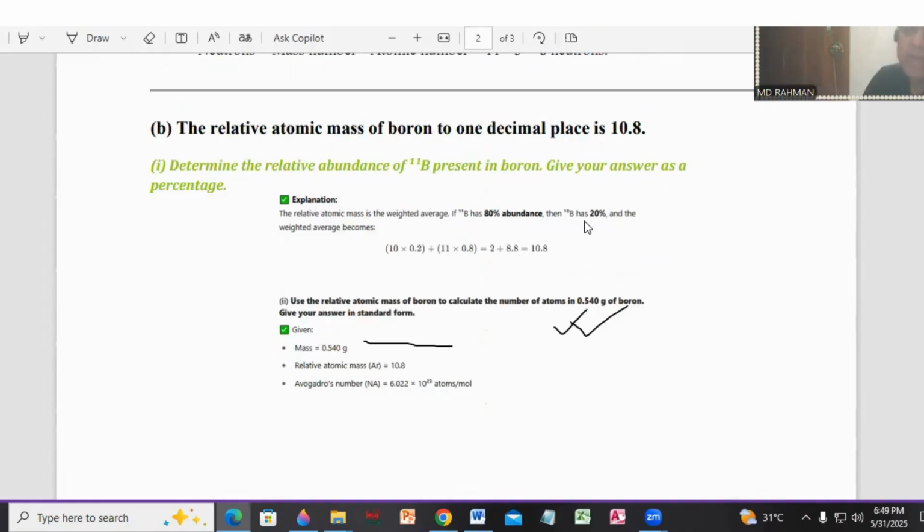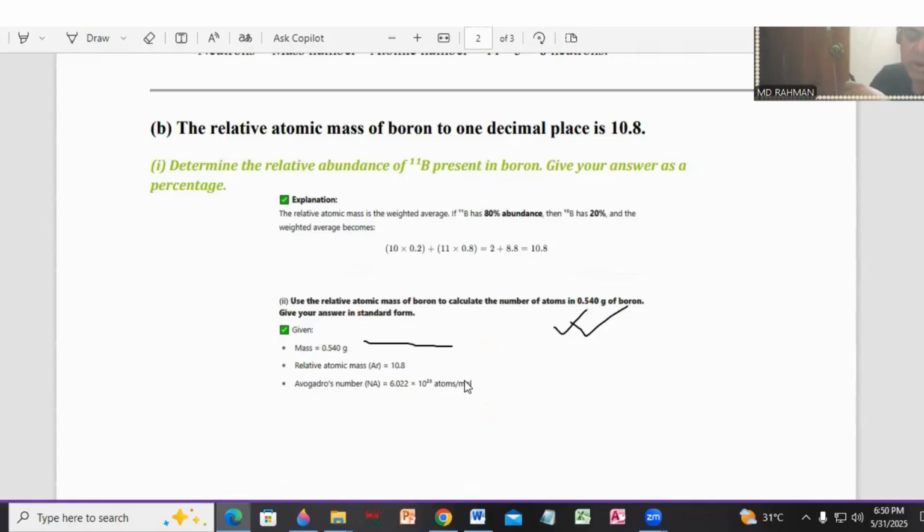We know that boron has two types of isotope, B11 and B10. So if you assume that B11 is 80%, then B10 is 20%, right? This is the assumption, and on the basis of this assumption, we are now calculating the relative atomic mass, Ar. And in the question you can see the mass of the atoms is given.